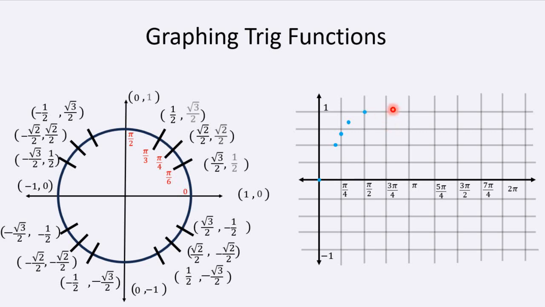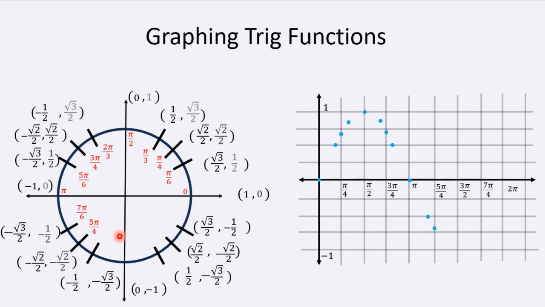I'm going to do the same thing through the second quadrant. 2 pi over 3, square root of 3 over 2, 3 pi over 4, square root of 2 over 2, 5 pi over 6, 1/2, pi and 0. So I'm back to an x-intercept here, pi, because the y value of that ordered pair is 0 there. So 7 pi over 6, we're at negative 1/2.